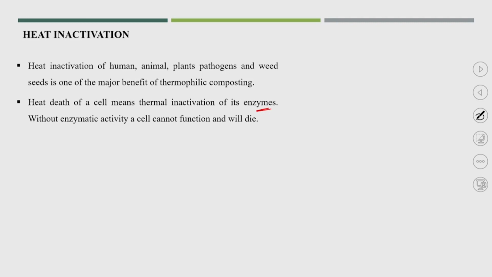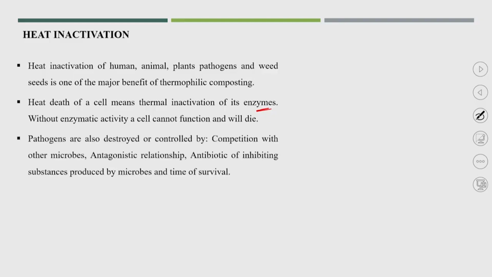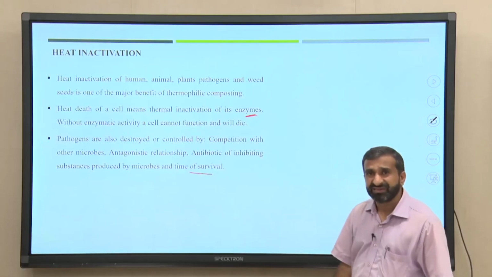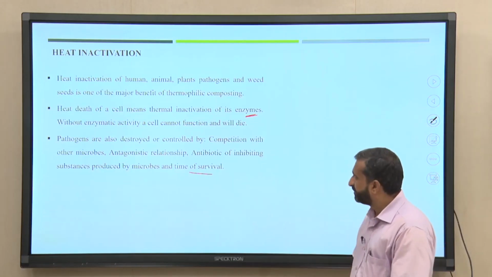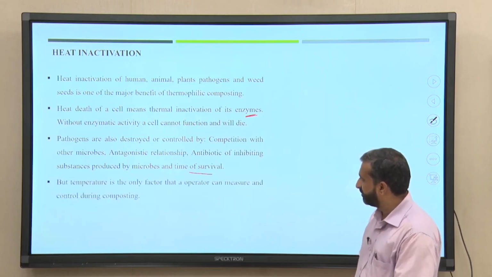So, if the enzyme is getting denatured because of heat, and without enzymes any cell or any microbe can't function, it can't live, and finally it will die. Pathogens are also destroyed by competition with the other microbes, and there are other benefits also, like antibiotic inhibition could be possible, and even time of survival is a very important one. So, I think it is not only the heat inactivation, but also there are a few more ways where these pathogens can die in the composting process.